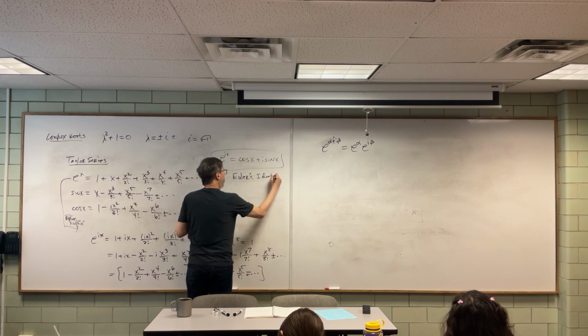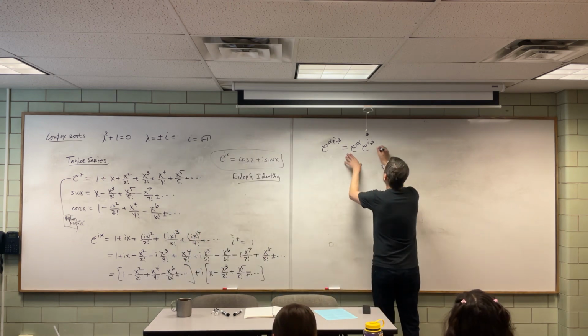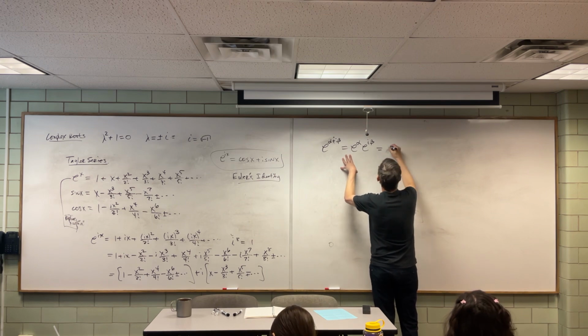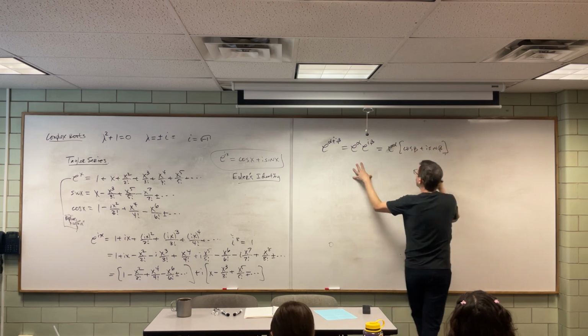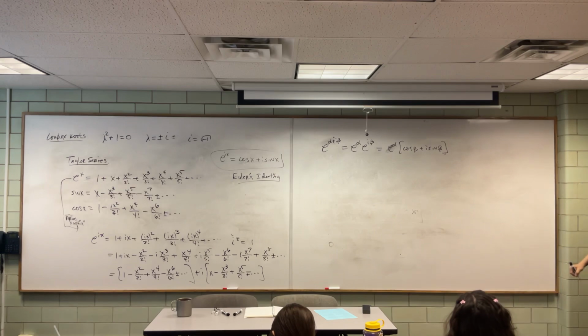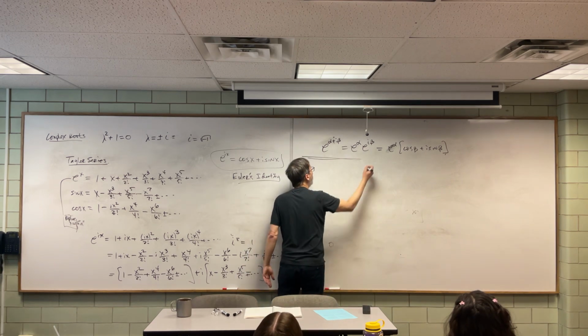Because what did Euler do? I forget everything. So this is e to the alpha times cos beta plus i sine beta. Let's just leave that at that for the time being. All right, so now that's enough to get us rolling.